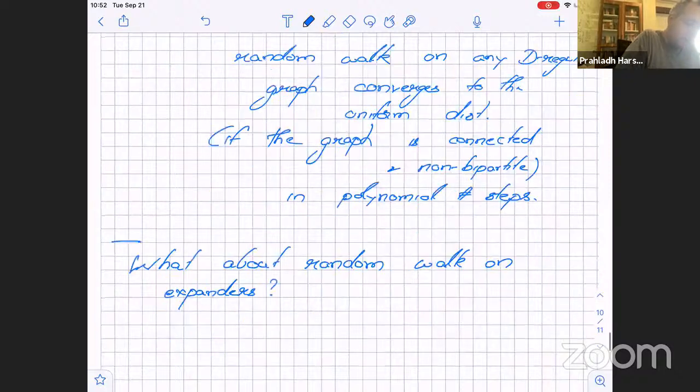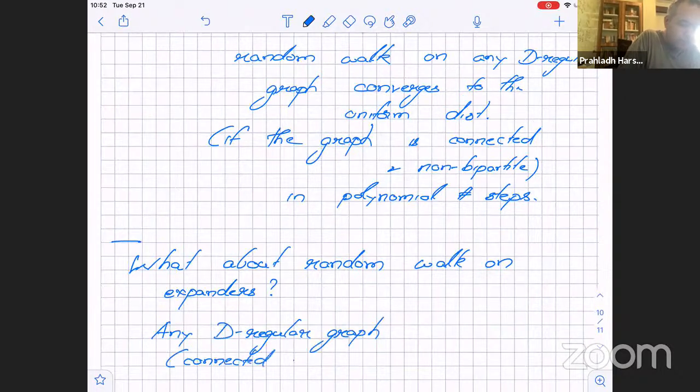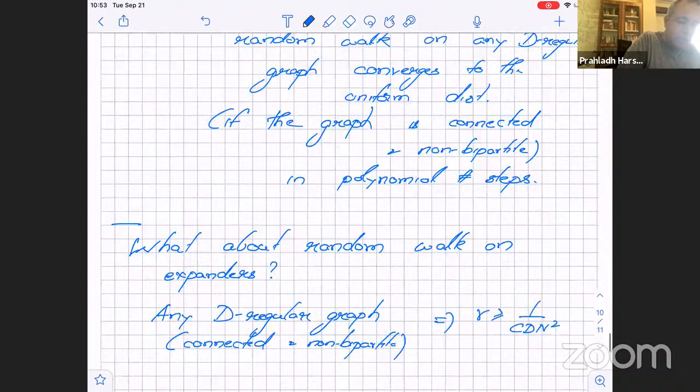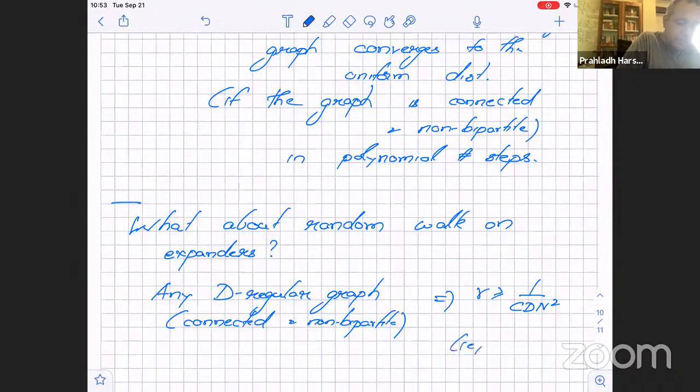So what's the difference between any d-regular graph that is connected and non-bipartite? It implies gamma is greater than or equal to 1 over some c d n squared. That is, lambda is less than or equal to 1 minus 1 over d n squared.